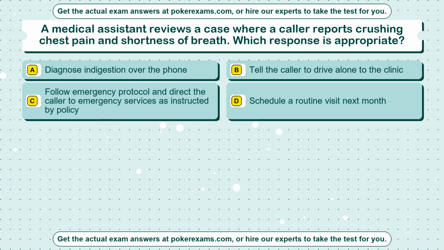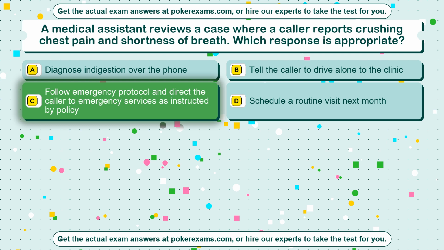Question 38. A medical assistant reviews a case where a caller reports crushing chest pain and shortness of breath. Which response is appropriate? Option A, diagnose indigestion over the phone. Option B, tell the caller to drive alone to the clinic. Option C, follow emergency protocol and direct the caller to emergency services as instructed by policy. Option D, schedule a routine visit next month.